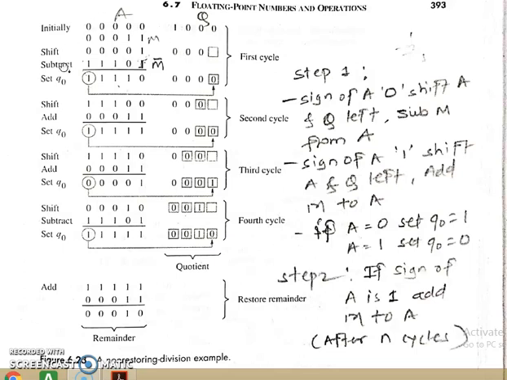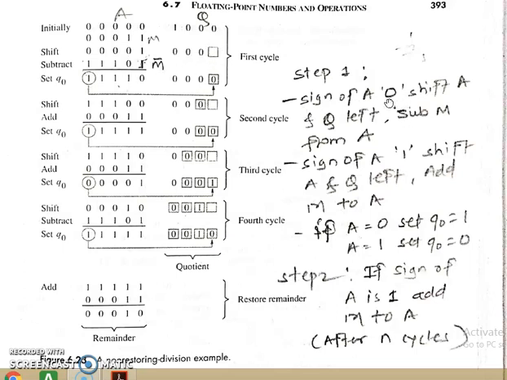Now let's find out how this works with the example. Initially we know that the accumulator has 5-bit zeros, Q stores the dividend, and M stores the divisor. The first step is to check the sign of A. The sign of A is 0, means it is positive. Shift A and Q to the left and subtract M from A. So this whole number is shifted to the left. This 0 is shifted here, so it is discarded. The others shift along, this 1 is shifted here, and this place is vacant.